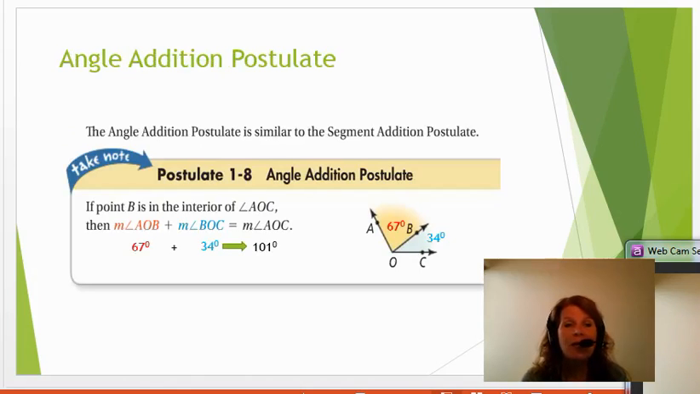All right, again, here is our basic demo of the angle addition postulate. The angle addition postulate allows me to add two adjacent angles to find out what the entire interior sum is. So let us say that angle AOB was 67 degrees and angle BOC was 34 degrees. I'm substituting the value 67 in for AOB, substituting in 34 for BOC, and I get 101 degrees.